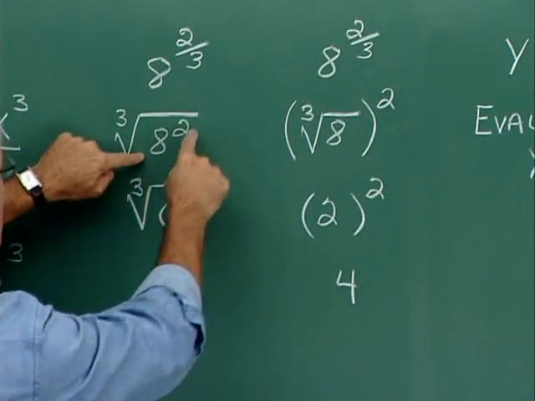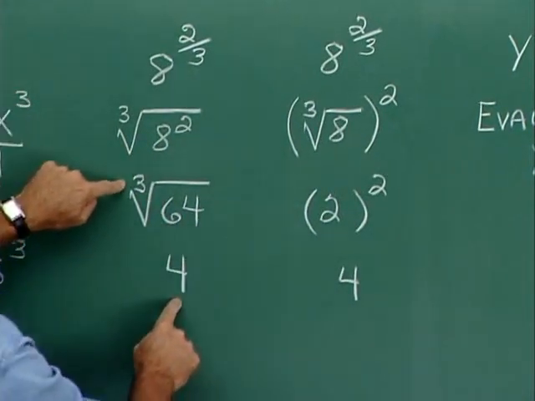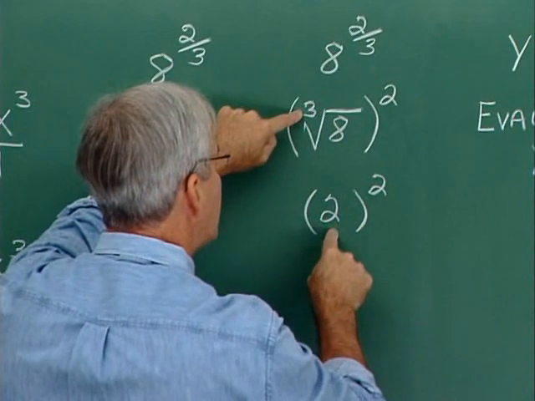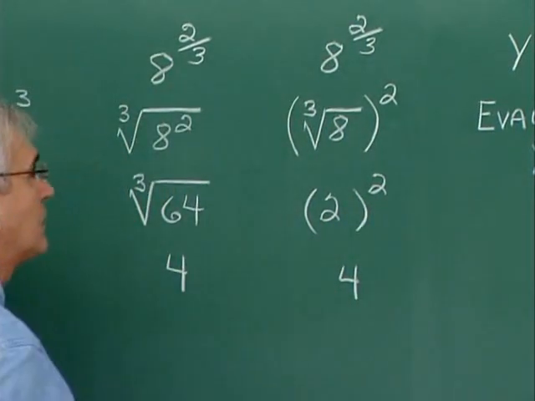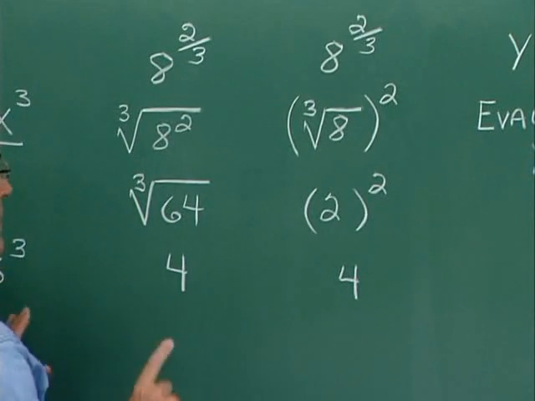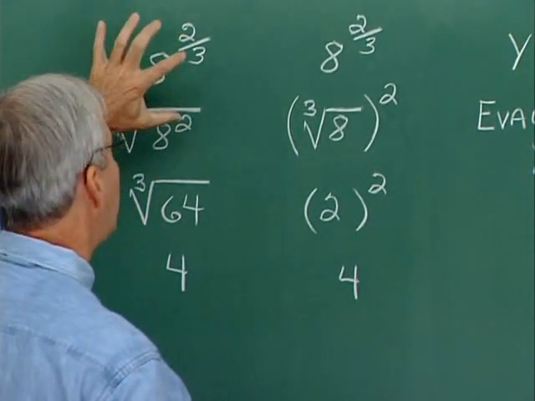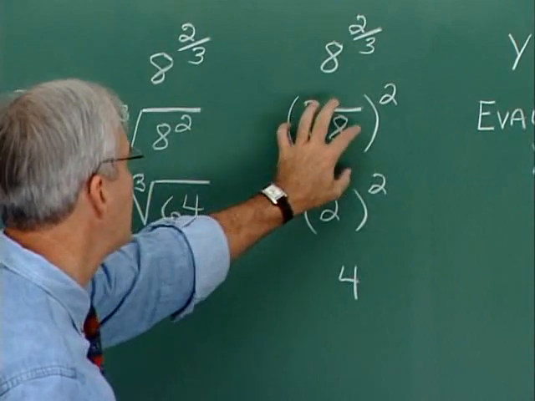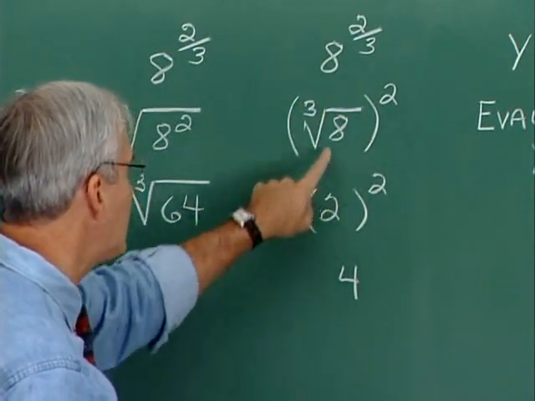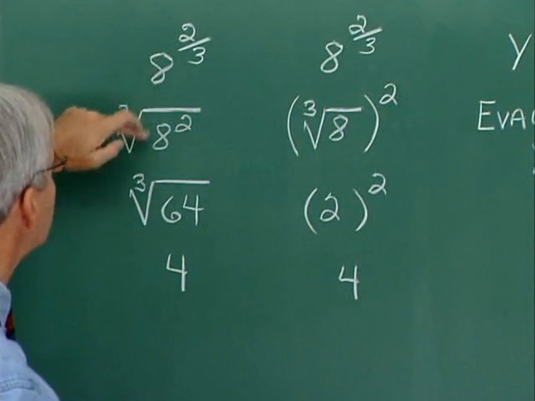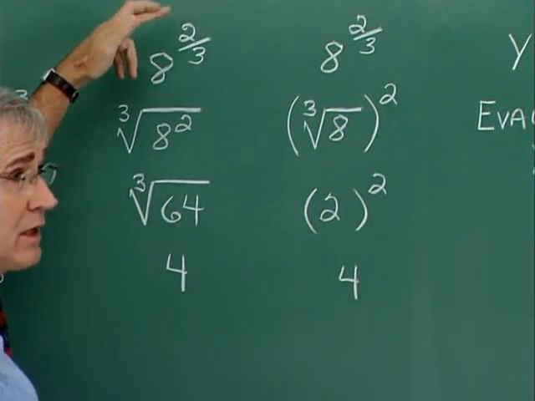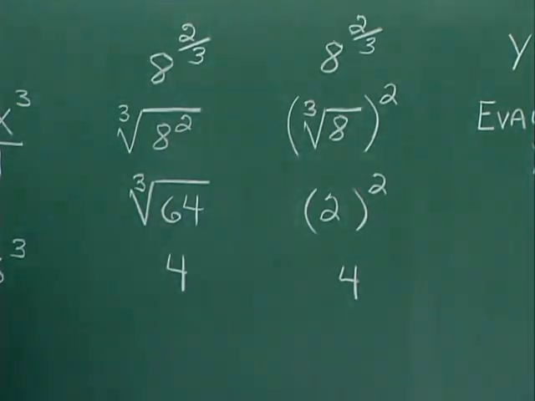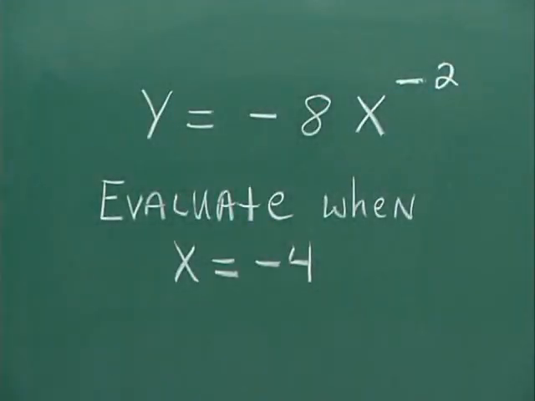And here, 8 squared is 64. The cube root of 64 is 4. Here, the cube root of 8 is 2. 2 squared is 4. We get the same result as expected. So just think of this as being 2 operations applied to that base of 8, and you can apply either of them first. It's a little easier in most cases to apply the radical first because you deal with somewhat smaller numbers. If you take this base and raise it to the exponent, the situation can get a little bit out of hand if the numbers are large. In this problem, we're asked to evaluate when x takes on a particular value.